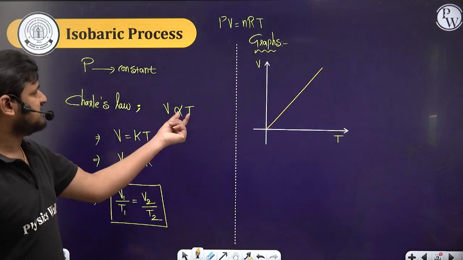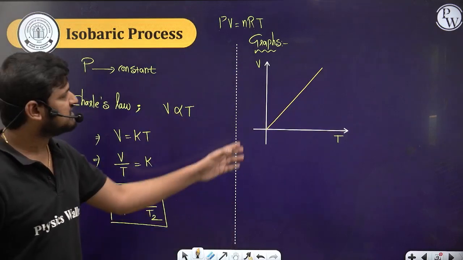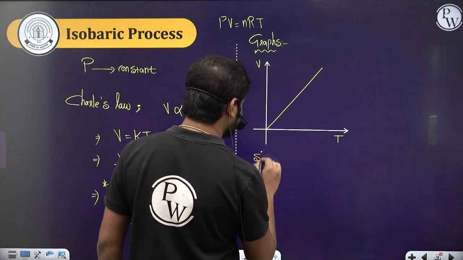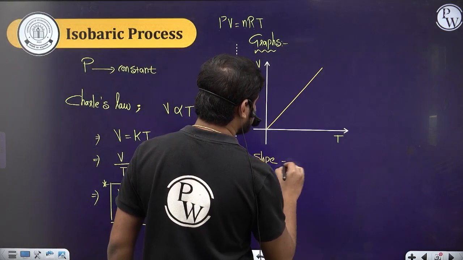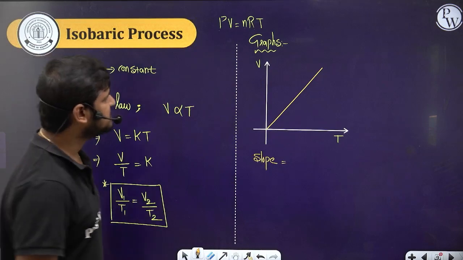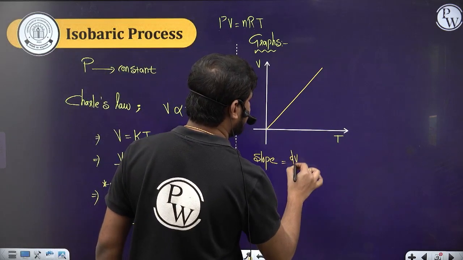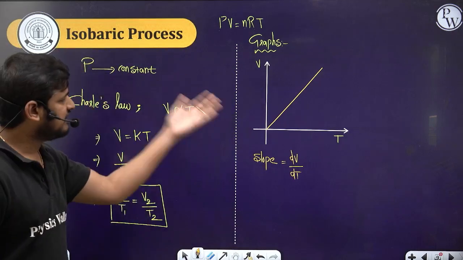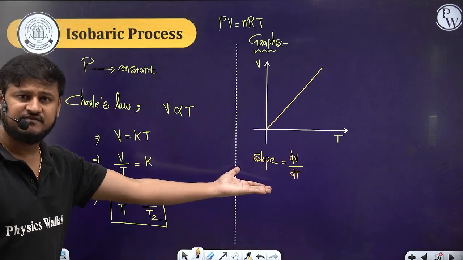So as the temperature increases, the volume also increases. So the V versus T graph. And what is the slope of this one? The slope is equal to dV by dT. Shall we write this? dV by dT.